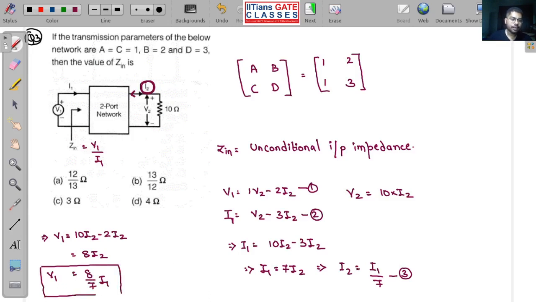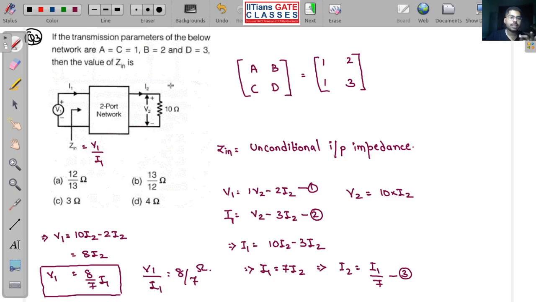So tell me one thing, why did we not get the answer here? Why are we getting V1 by I1 as 8 by 7 ohm? What wrong did we do? Here you can see the ABCD parameter is given for this case. Okay, it is given for a structure like this, for a two-port structure like this.